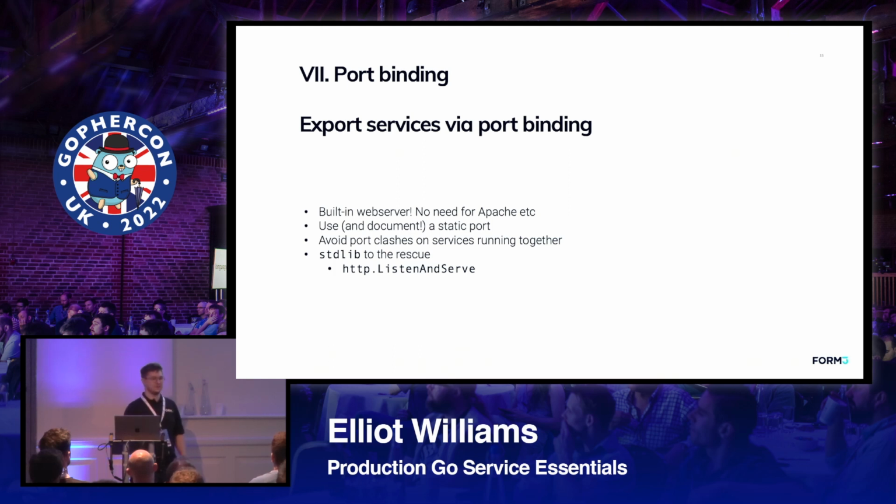And also, for your application, you should use and document a static port, which, like I said, put in your documentation and define here's what it is, here's what it's serving on where. It's got an HTTP API port on 8080. Obviously you need to avoid port clashes on services that are running together, but that's less of a problem in Kubernetes because pods have their own IPs, and you'd map the ports differently anyway. In Go, that's really simple. You just use the standard library to do listen and serve, and you've got an HTTP server, so easy.